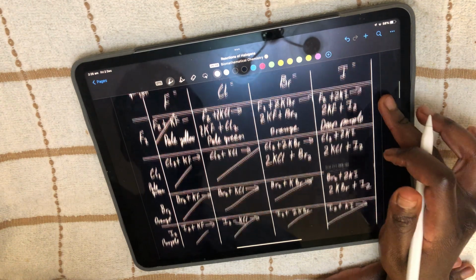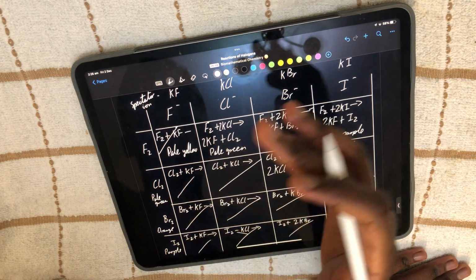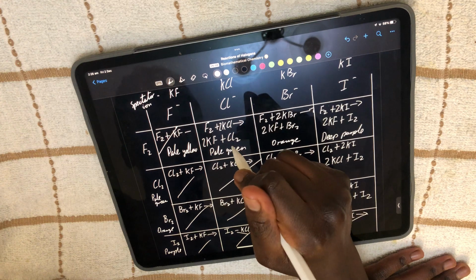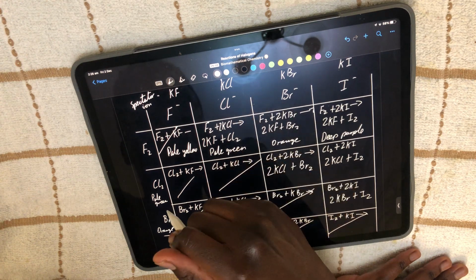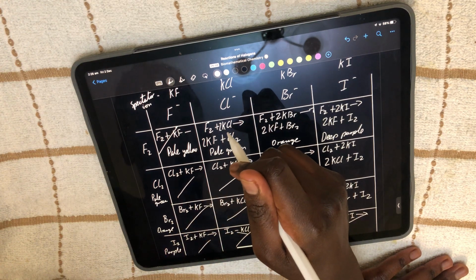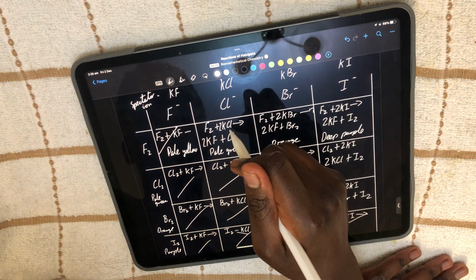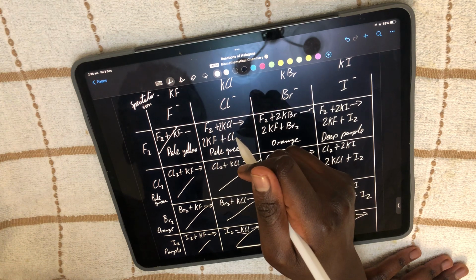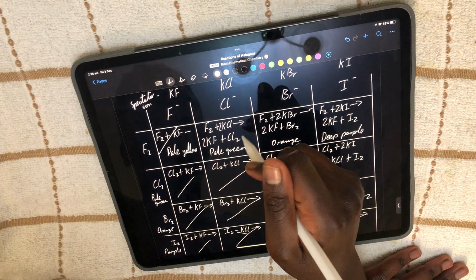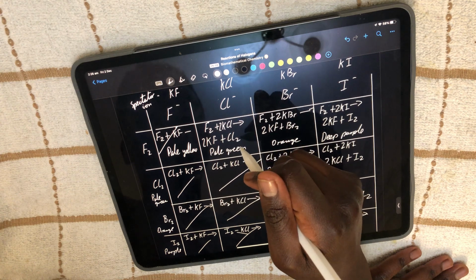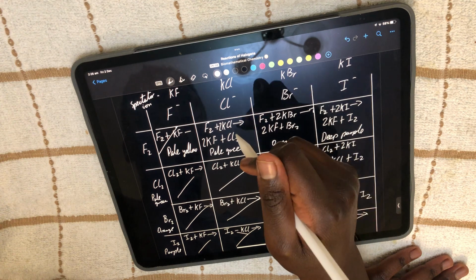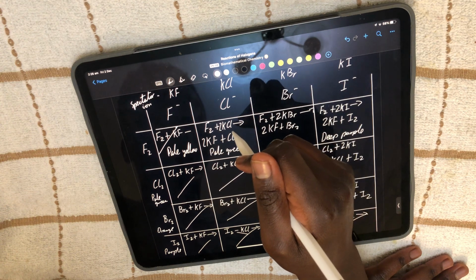Now, why is this important? Why is this a good test? Because in your products, you're forming Cl2, and we know Cl2 is pale green. So if we didn't know what this solution was, and we added fluorine gas to it, and all of a sudden it goes from colorless to forming a pale green gas, then we know that Cl minus is present, and our original compound was so and so.